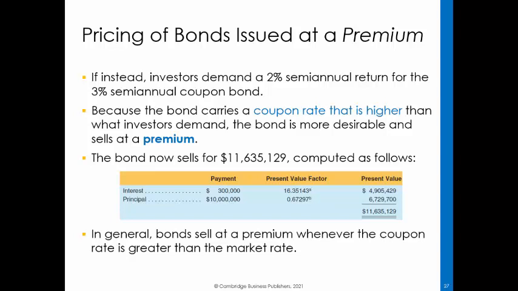$11,635,129. The difference between the proceeds and the face or maturity amount of $10 million would yield a premium of $1,635,129, which would be amortized to interest expense over the life of the bonds to reduce the interest expense to 2% semi-annually, the market rate.